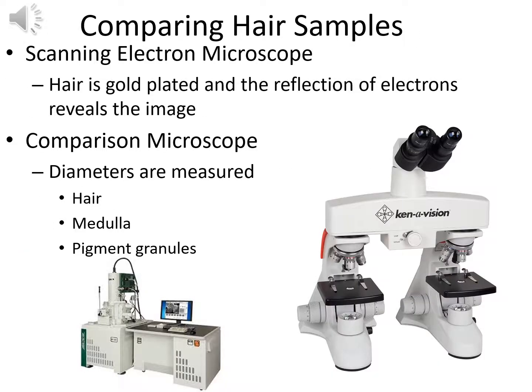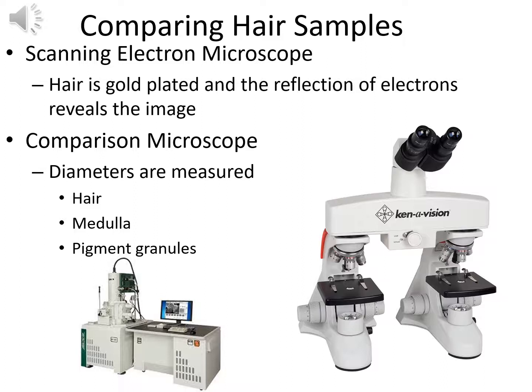We have a couple of different microscopic methods we can use to compare hair samples. So I've mentioned the scanning electron microscope before. That was that really nice high resolution image of the intricate pattern for human hair. The scanning electron microscope works by sending an electron beam instead of a beam of visible light like we use for the traditional light microscope.